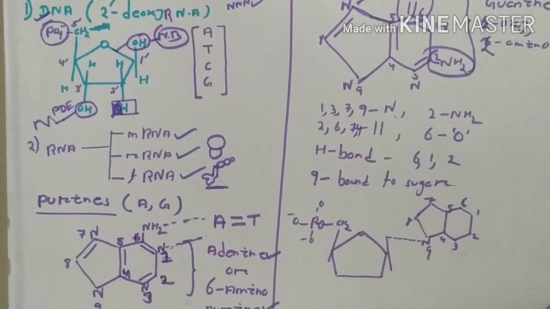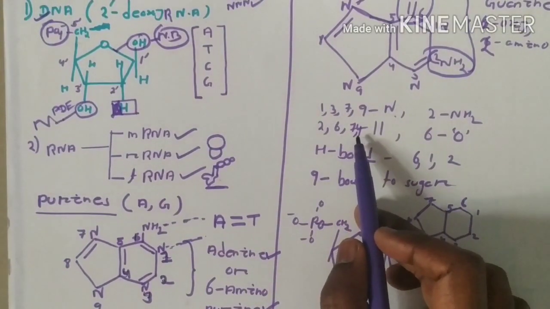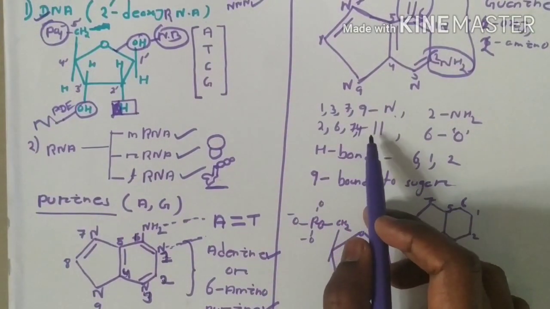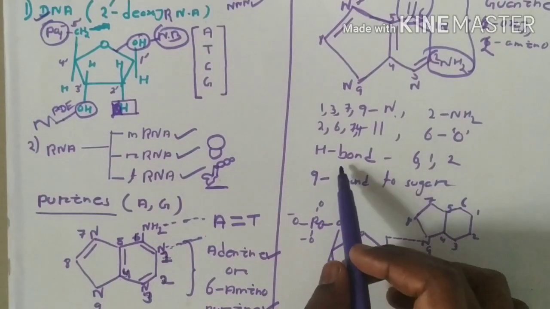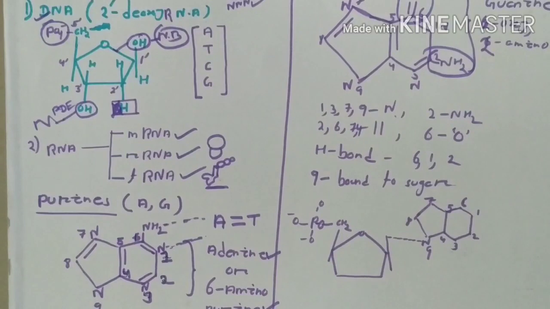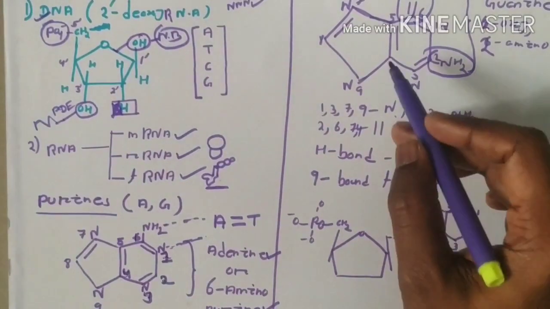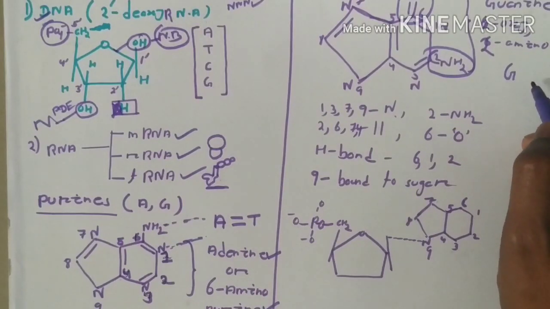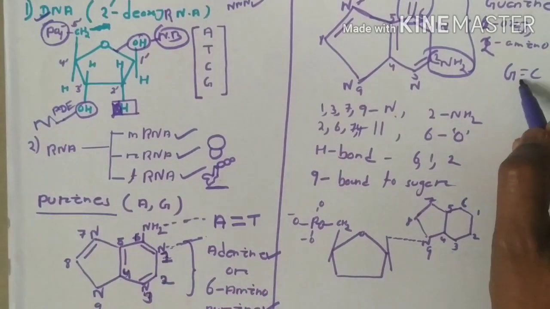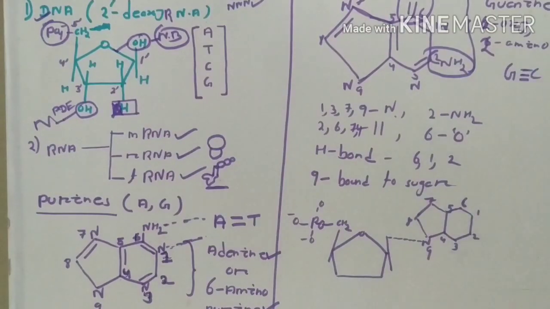At the 2, 6, 4, 7 positions the double bonds are there. Besides this, the H bond, as we all know, between this G, guanine, and C, there are 3 hydrogen bonds. There is formation of 3 hydrogen bonds in the complete DNA strand.